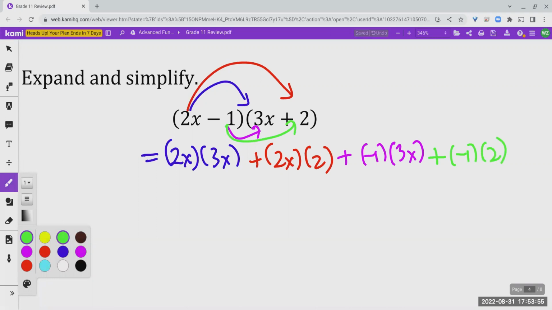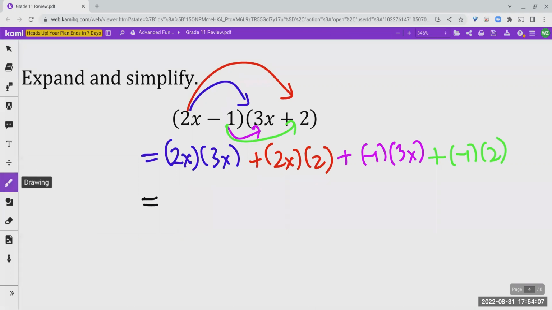Now, obviously, you can just write -1 times 3x and -1 times 2. You don't have to write plus -1. I'm trying to show as many steps as I possibly can so that you're not confused. But when you're actually doing this, it's much faster if you just skip a few steps. Okay, let me just simplify this.